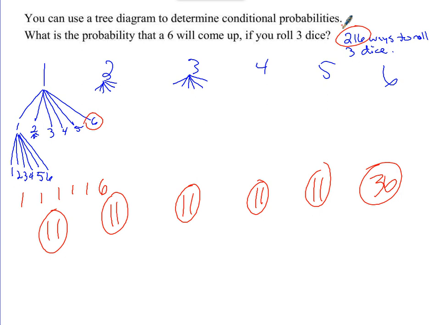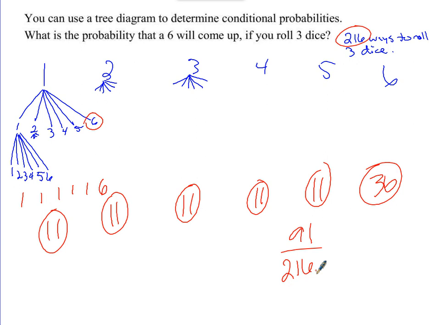How many wins total do I have? 11, 11, 11, 11, 11. There's 5 11s sitting there. That's 55 plus 36 for a total of 91 wins. And there's only 216 ways to roll 3 dice. That is the probability right there.